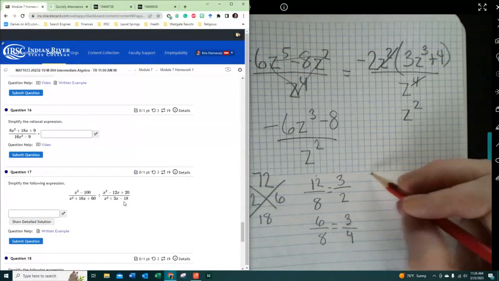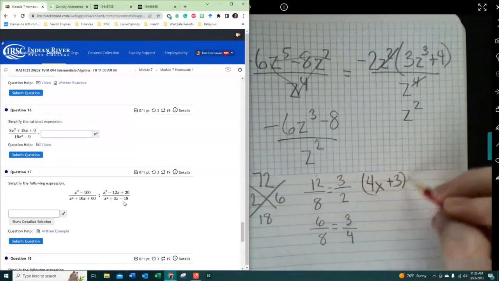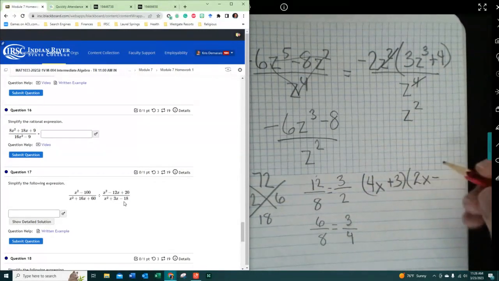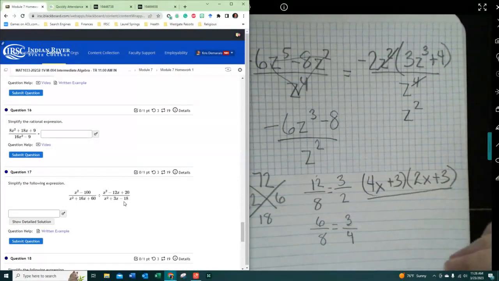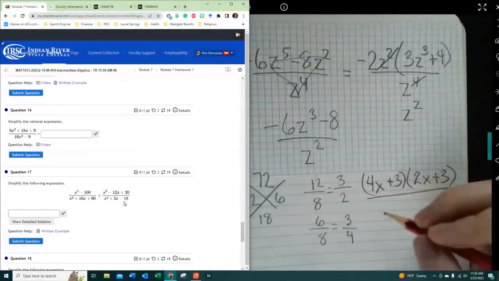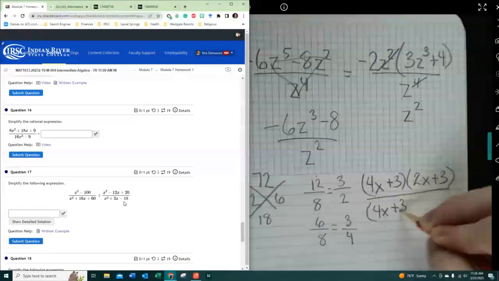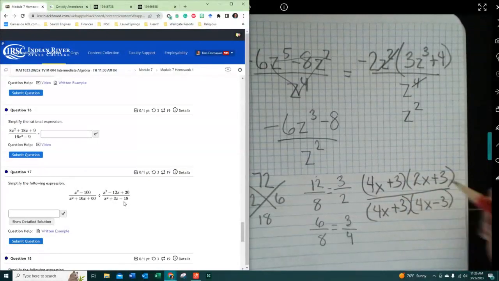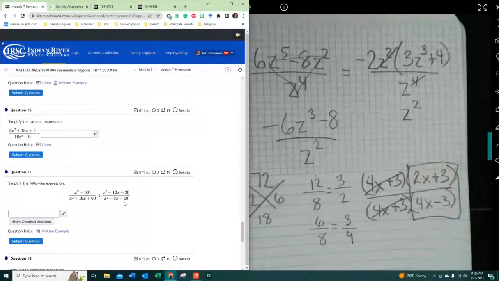Okay, now we're going to go ahead and factor this. It'd be 4x plus 3, and then we have 2x plus 3. And now we're going to go ahead and do the difference of two squares in the denominator. That's going to be 4x plus 3, and then 4x minus 3. And then we're going to go ahead and knock out these, leaving us with this as our answer. So that's that one.